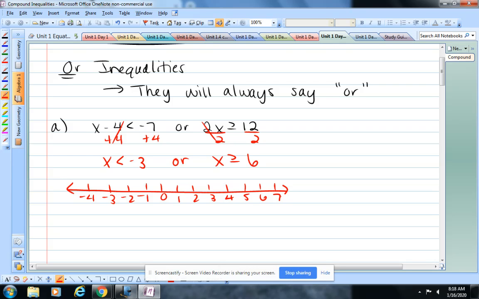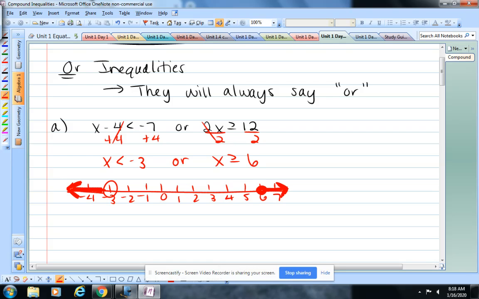Okay? So the first one, x is less than negative 3. So negative 3, does it get an open circle or a closed circle? Open. And which way do we shade for less than? To the left. All right. And the second one says x is greater than or equal to positive 6. So I go with 6. Does 6 get an open circle or a closed circle? Closed. And which way do we shade for greater than? To the right.